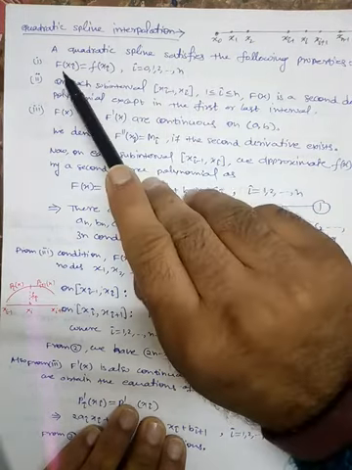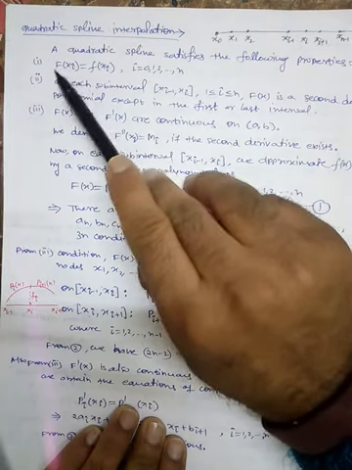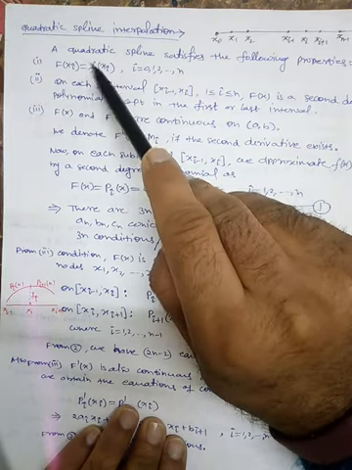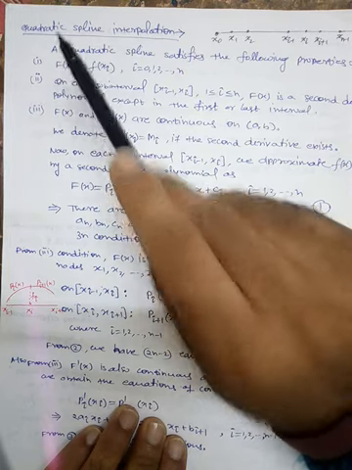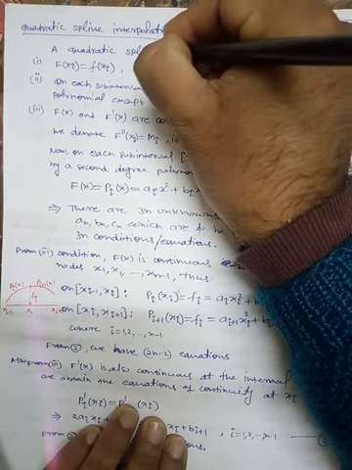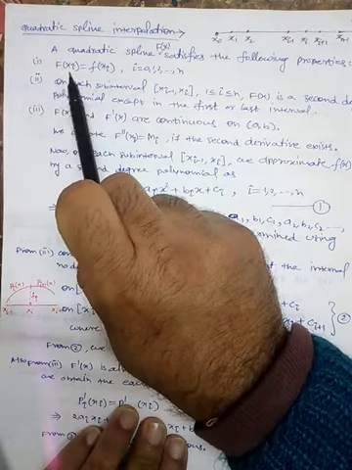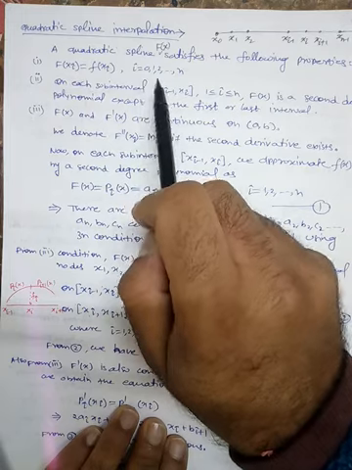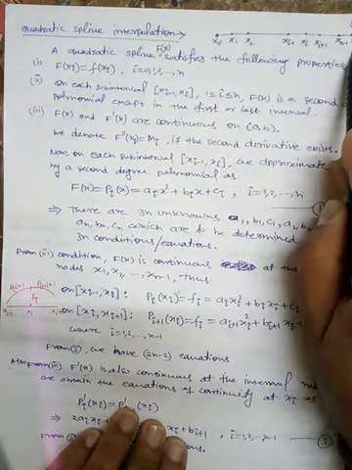Number one, the capital F is basically representing the spline, quadratic spline here. Small f is basically the actual function. So a quadratic spline capital F of x satisfies the following properties. F at xi is equal to f at xi, where i varies from 0, 1 to n. So these are the node points x0, x1, x2 to xn.